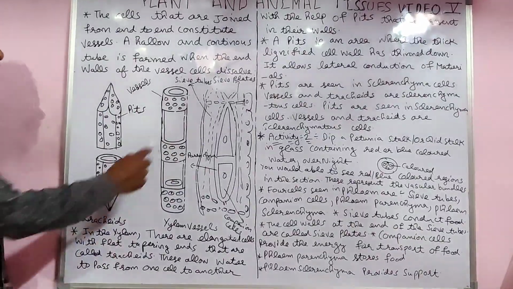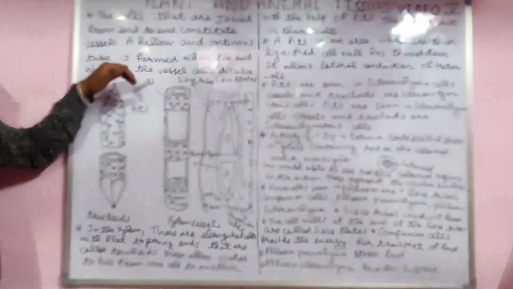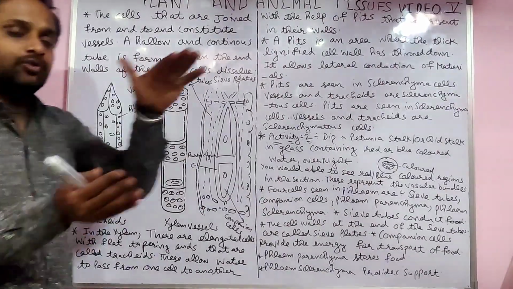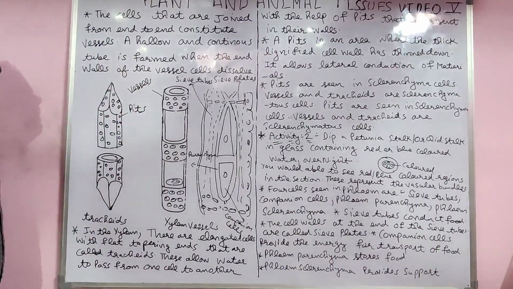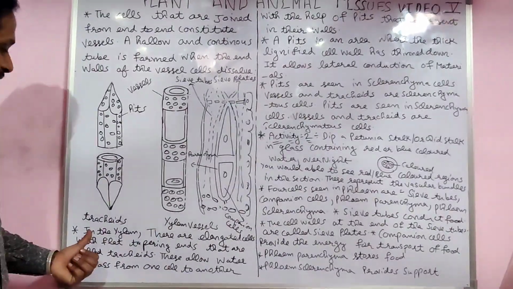Inside it is hollow and continuous, formed when the end walls of the vessel cells get dissolved, when they join end to end together. That is how the xylem vessel is formed. Now see the tracheid.